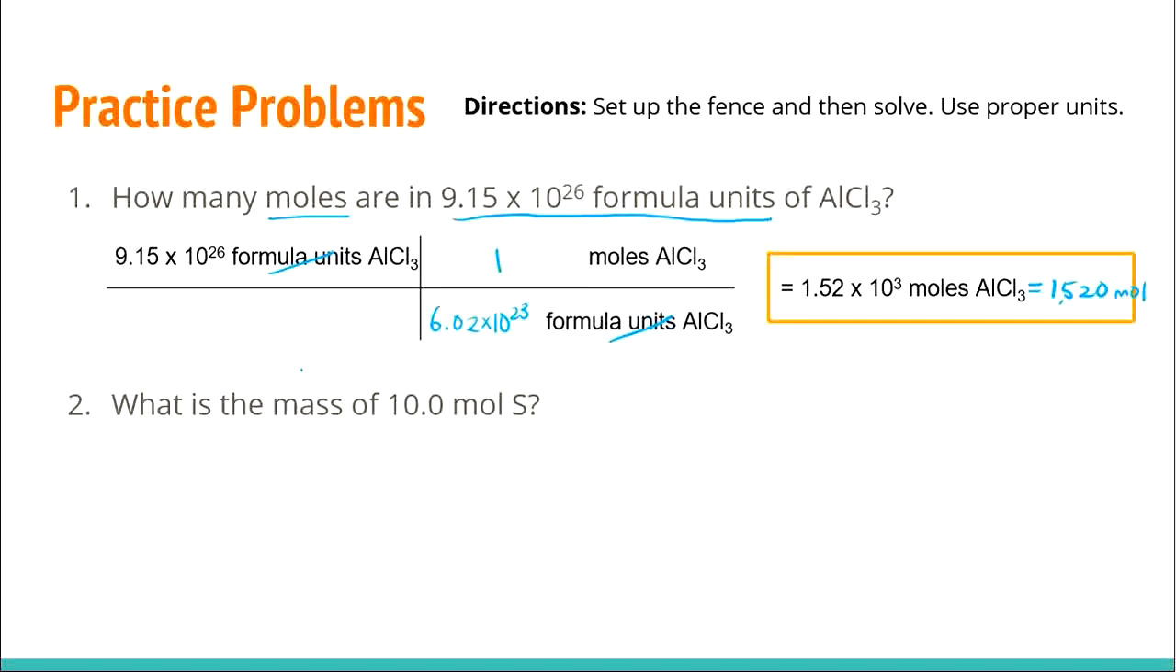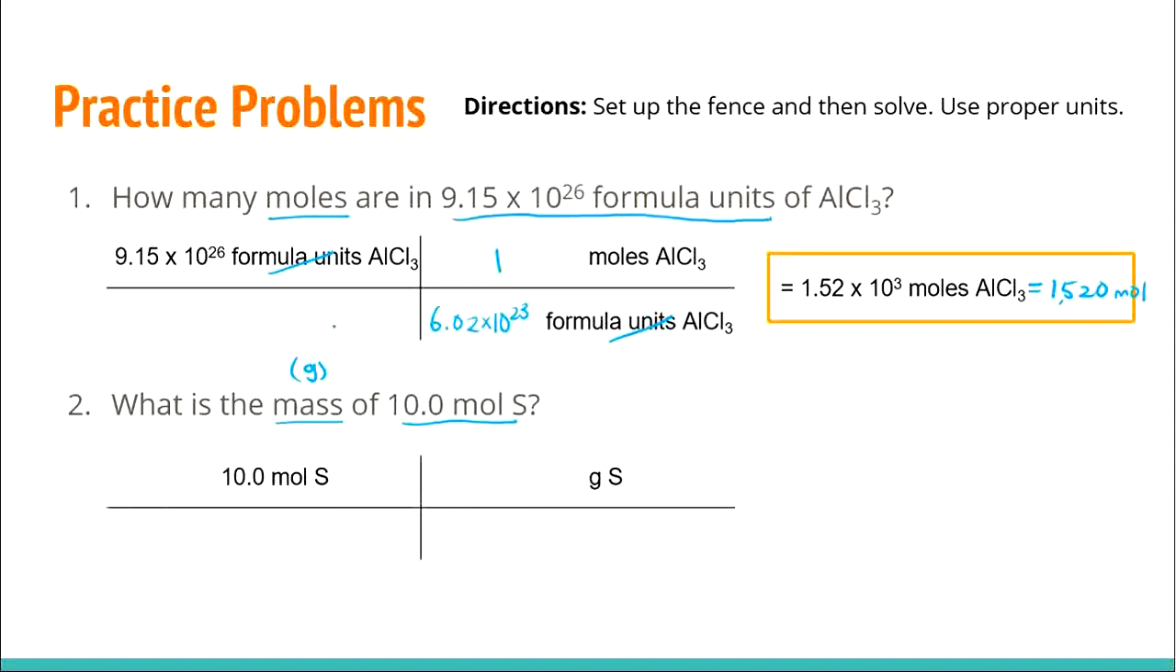Let's take a look at the second problem. What is the mass of 10.0 moles of sulfur? So what are you given? You're given moles of sulfur, and it's asking for mass. Remember that the unit for mass is grams. So you are given moles, and we're trying to go to grams. And so there's my path. I'm going to replace the arrow with a fence. Diagonally, I am just copying down the unit, and now I need to fill in my conversion factor or my ratio. So here I have grams over moles, grams of sulfur over moles of sulfur.